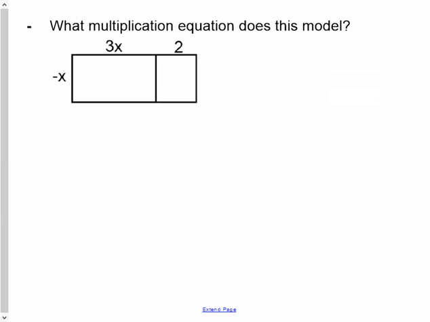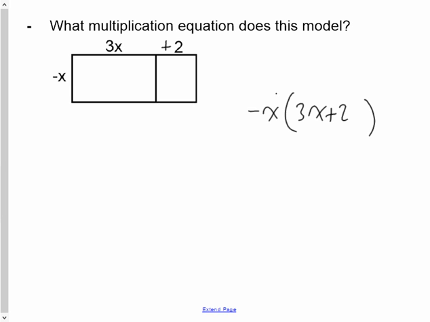Question, whatever the next one is here. What multiplication equation is this model? Again, our monomial first, our binomial second, and some people write it like this, 3x2. Remember, this is a positive 2, right? So therefore, it actually connects the two terms together. So instead of being 3x2, it's 3x plus 2.